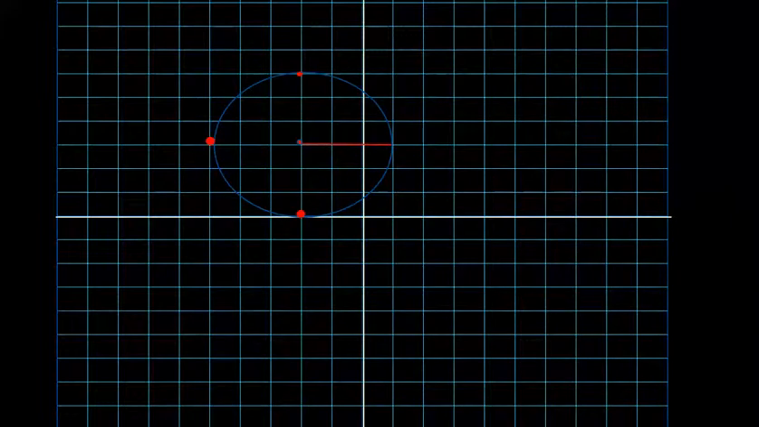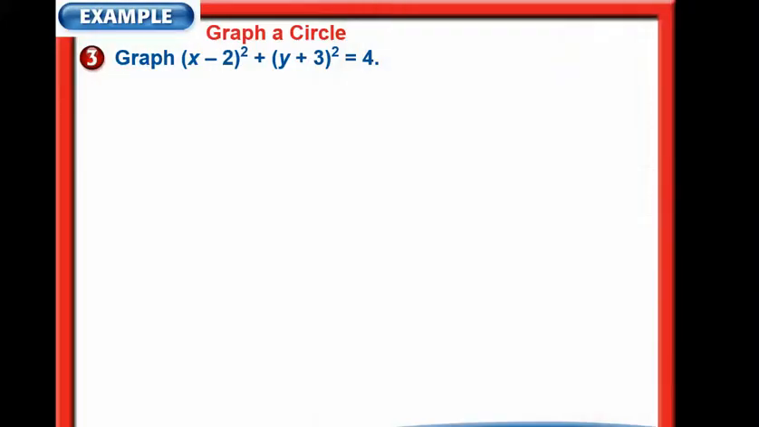You don't have to use a compass. If you wanted it to look perfect, you would want to. But just connect the dots with as smooth a circle as you can, making sure you're hitting those points. Okay, so now you try it.